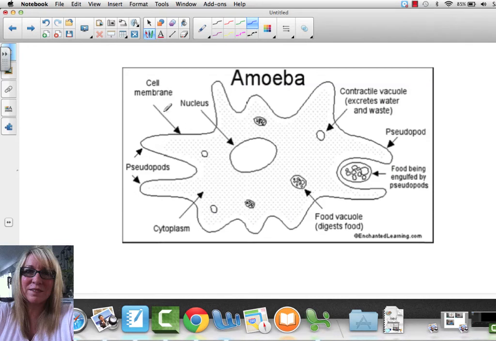An example that I have here is an amoeba. An amoeba is a single-celled organism, and you can see all of the organelles that it contains are enclosed by the cell membrane. Here you have food being engulfed by what's called a pseudopod, and once the food is brought in, it goes into this food vacuole and it digests the food, so it can then be used by the amoeba. This whole process going on is nutrition.